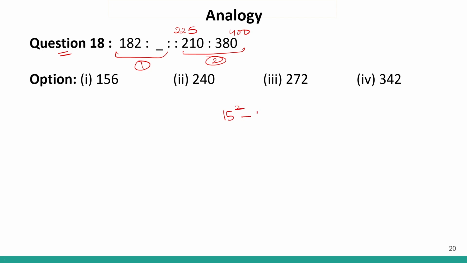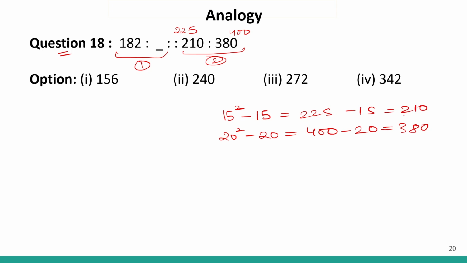15 square. And if I subtract 15, I will get 210. Similarly, 20 square, if I subtract 20, I will get 400 minus 20, which is 380. Here also I will get 225 minus 15, which is 210. Correct? This is how the logic is. So 182 is close to what? 182 is close to 14 square, which is 196. Correct? Because we are looking at bigger terms. It is close to 169 also, but we are looking at bigger terms. So basically I can say 14 square minus 14. 196 minus 14 will give me 182.